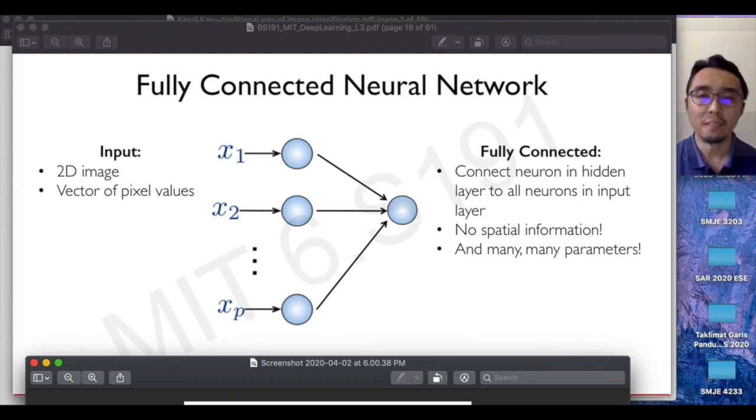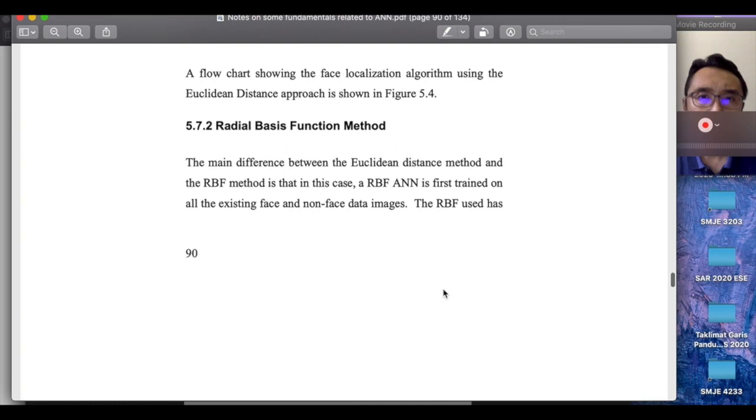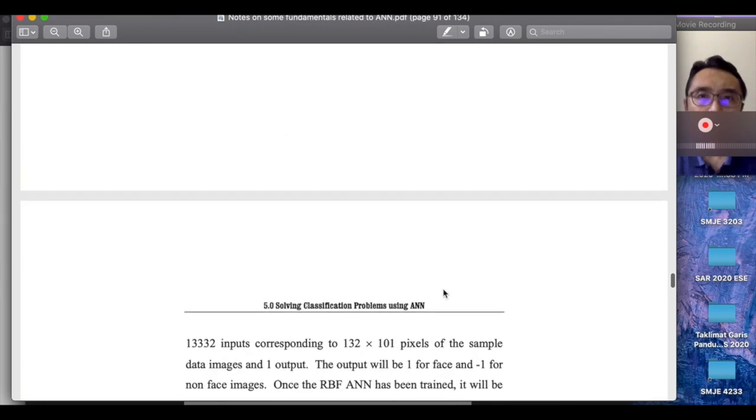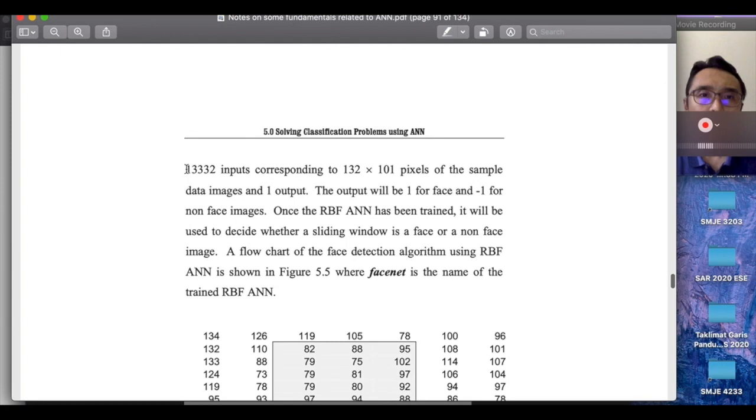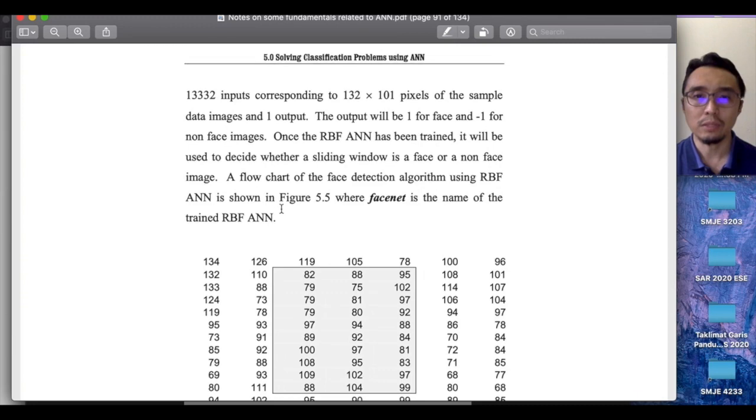If you look at the module, the RBF used has 13,332 inputs, corresponding to the image size, 132 times 101 pixels. So this is a very huge amount of input, and it doesn't exploit the spatial structure of the image. So this is not a good way to do it, although it works, but really the amount of image that has been used and the data is very small, so it works in this way.